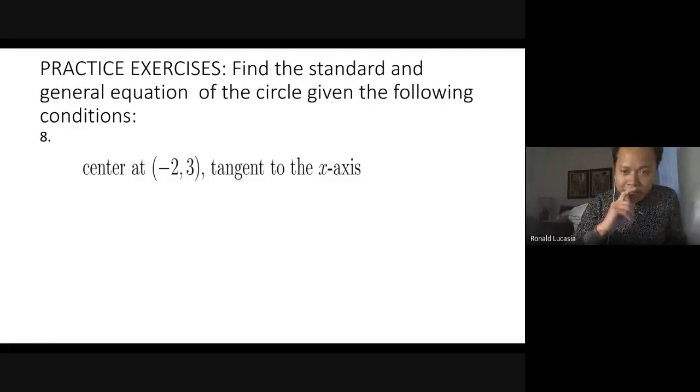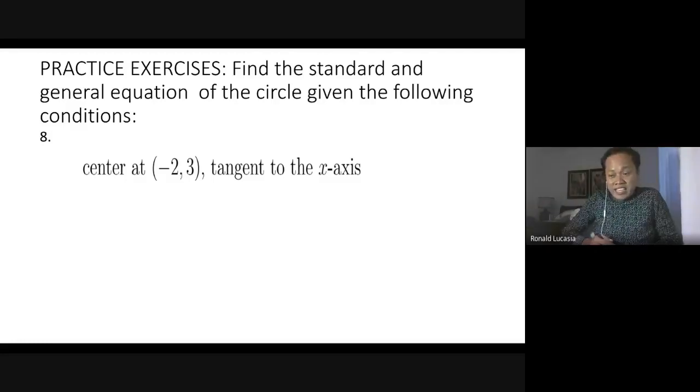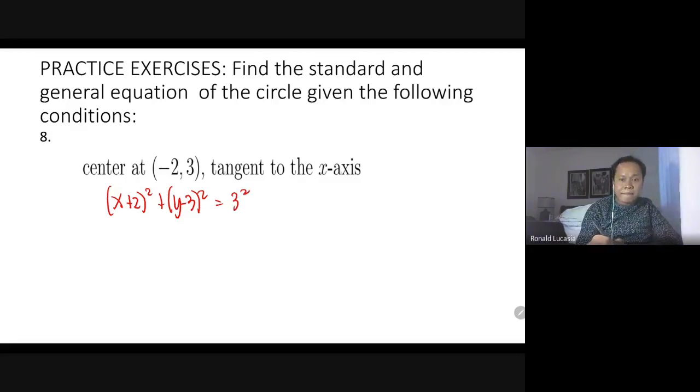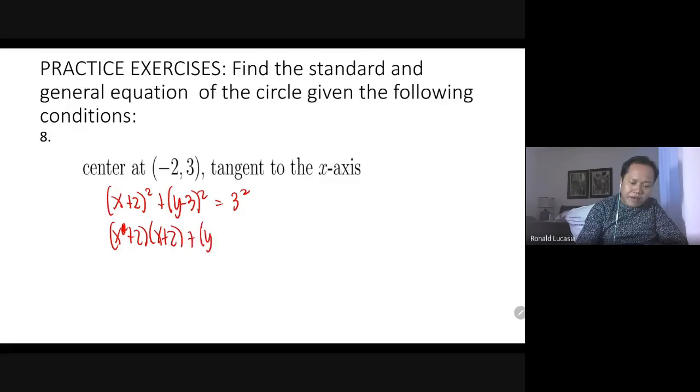So this will be the center, and the radius is the y coordinate. We have x plus 2 here, plus y minus 3 here. Since it is tangent to the x-axis, the radius is 3, so it will be 3 squared. So this will be x squared, okay, continuing, plus y minus 3, squared, is equal to 9.